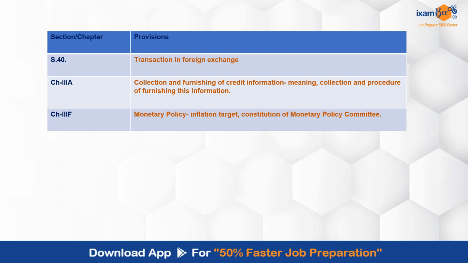Now chapter 3A and chapter 3F, which have been added by way of amendment to the act. This is an old act of 1934. At that time we did not have these amended provisions, but now it has to be discussed. Collection and furnishing of credit information, covered under chapter 3A, deals with meaning, collection and procedure of furnishing this information. Chapter 3F, monetary policy, dealing with inflation target, constitution of the monetary policy committee.